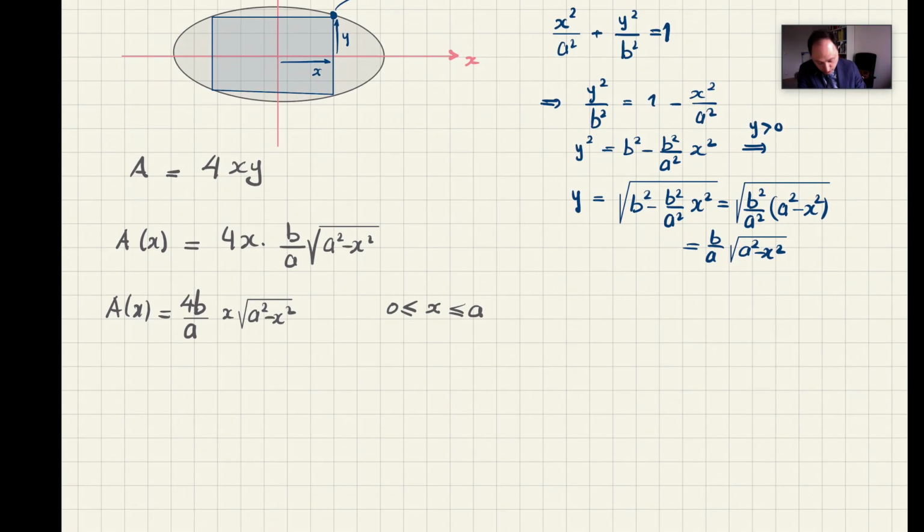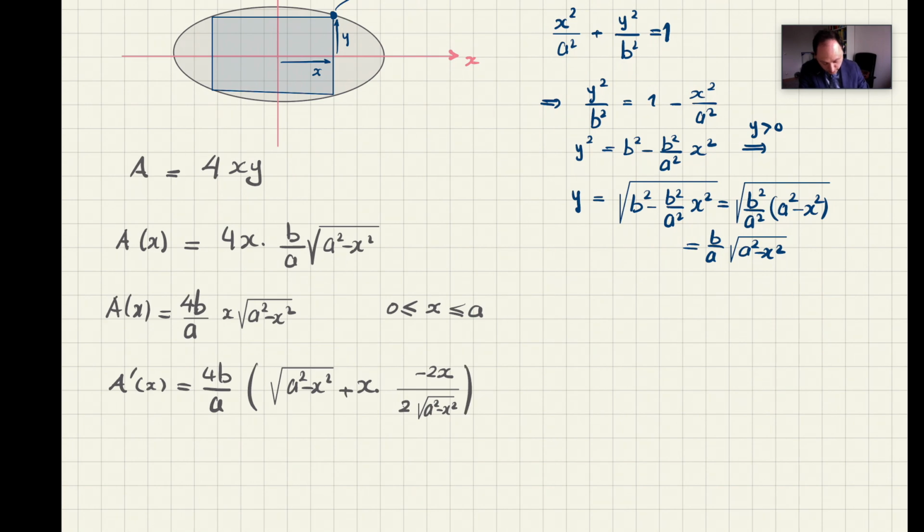So then I use the notion of derivative. So I differentiate this. So this is a constant, but this is a product rule. So it becomes the derivative of the first one, which is 1 multiplied by the second one, plus x times the derivative of that square root. So in the numerator, the derivative of what is under the square root sign, and then divided by 2 square root of a squared minus x squared.